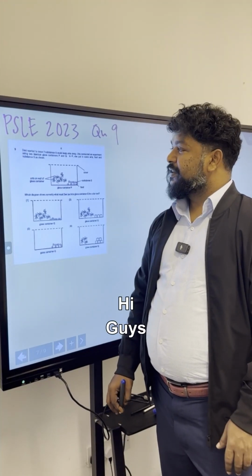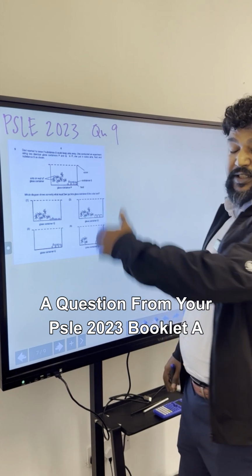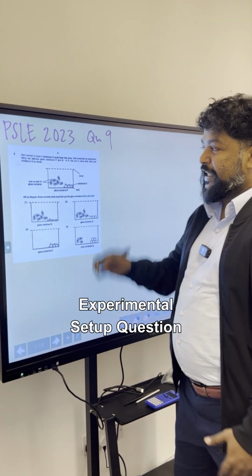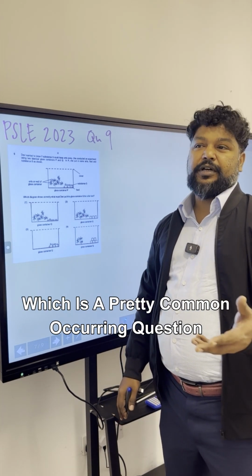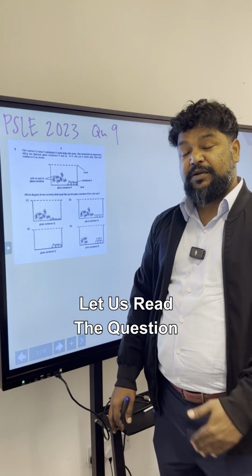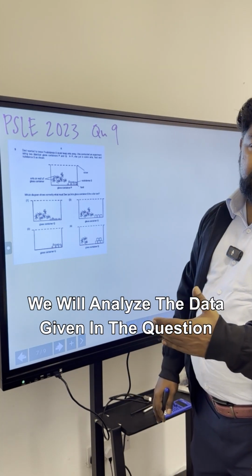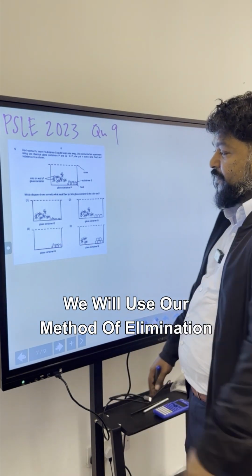Hi guys, today we're going to look at a question from your PSLE 2023 booklet A. This was question 9 and it looks like an experimental setup question, which is a pretty common occurring question in your PSLE exams. Okay, so again, step 1, let's read the question, identify what the question is asking. Number 2, we'll analyze the data given in the question, and finally number 3, we'll use our method of elimination.